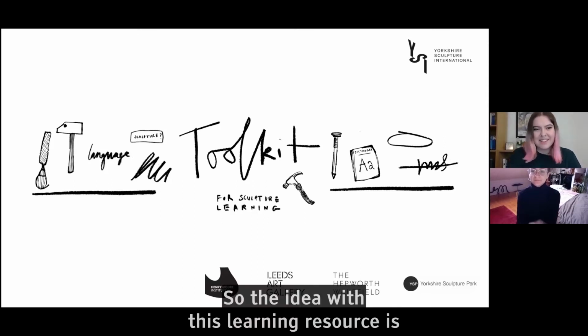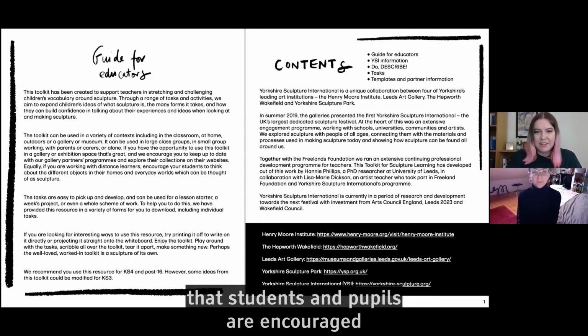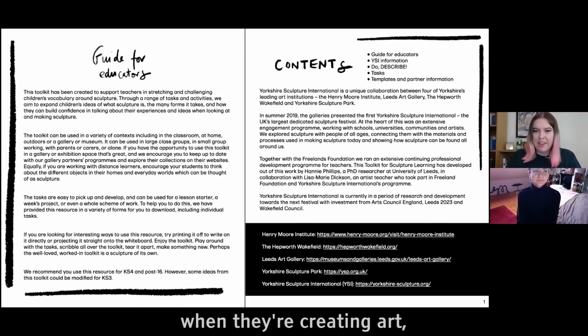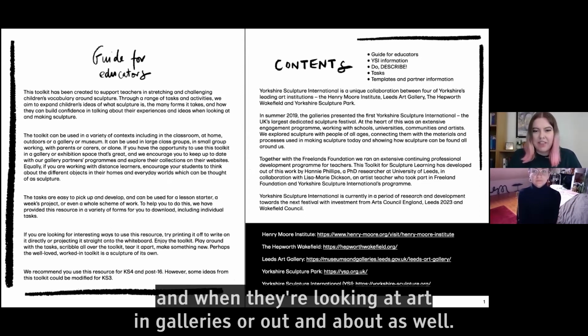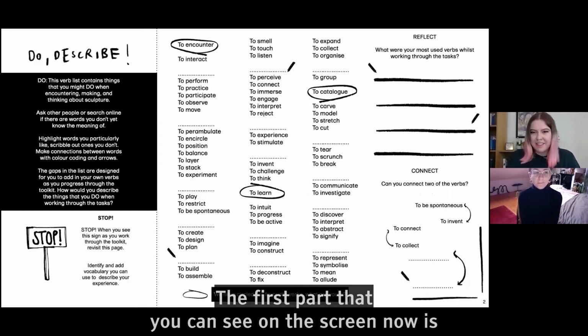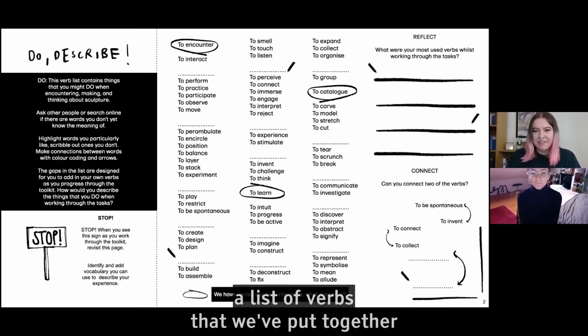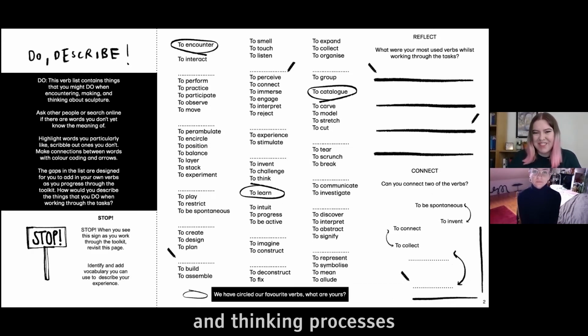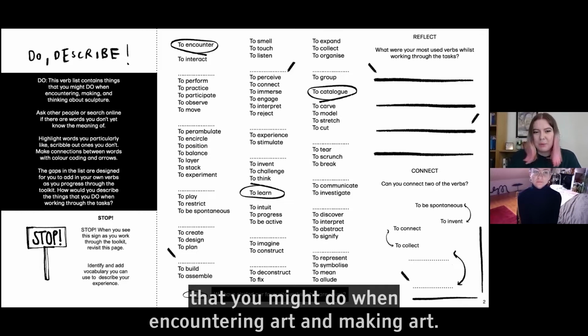So the idea with this learning resource is that students and pupils are encouraged to think about the way that they use language and vocabulary when they're creating art and when they're looking at art in galleries or out and about as well. So our resource starts off with this list called Do Describe. The first part that you can see on the screen now is a list of verbs that we've put together of things that we think are the kind of activities and movements and thinking processes that you might do when encountering art and making art.